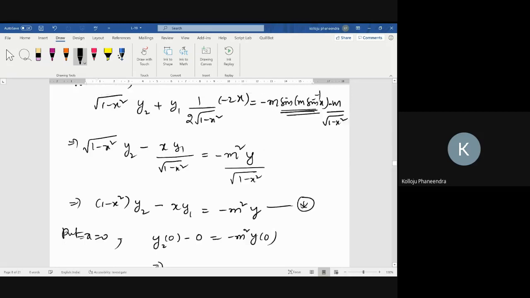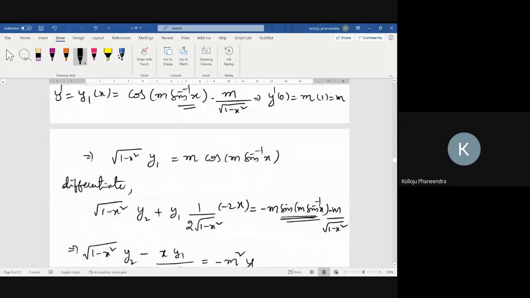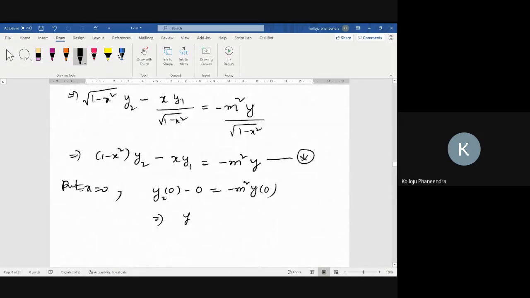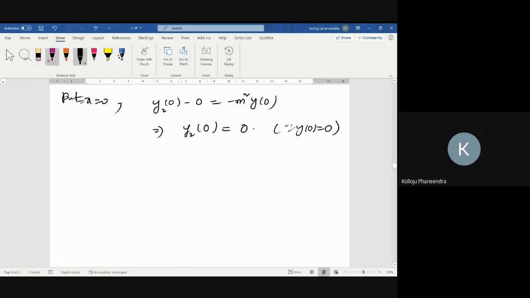And what is y of 0? Y of 0 is 0. So y2 of 0 has value 0, since y of 0 is equal to 0. Okay, this is over. Now let us deal with the star equation.